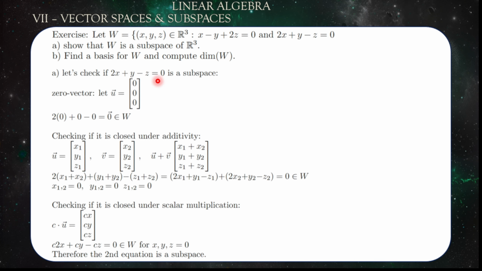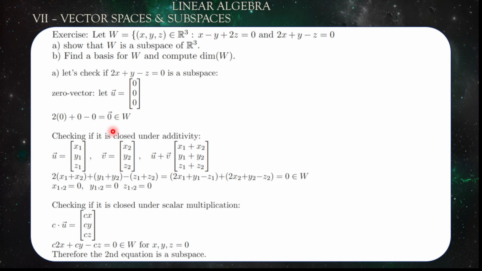2x plus y minus z is equal to 0. Okay, does the 0 vector exist? Let u be equal to 0, 0, 0. You replace x, y, z by 0, and you still end up getting 0, so the zero vector exists within W. Okay, so it's still in the subspace W.